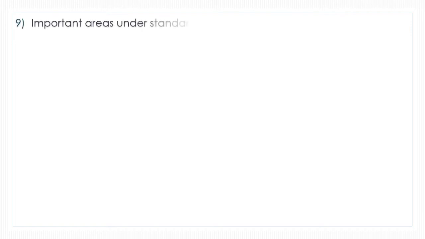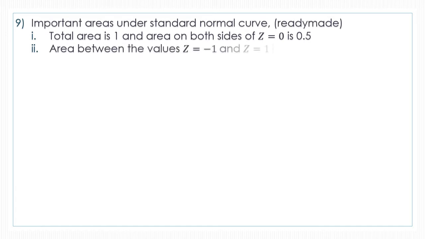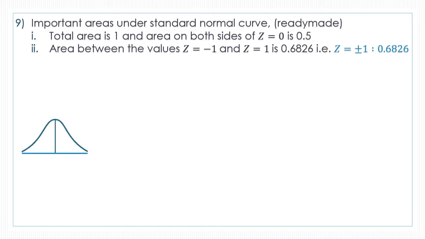Next, important areas in the standard normal curve, similar things but a bit different. The total area is 1, the area on both sides of z is 0.5. Now area between the values z negative 1 and z positive 1 is 0.6826, that is plus minus 1 is 0.6826. Why? Because mu is 0, so mu we are not going to write, and sigma is 1, so sigma is also something which we are not going to write. So it's just the values positive 1 and negative 1, but the area is going to be the same.